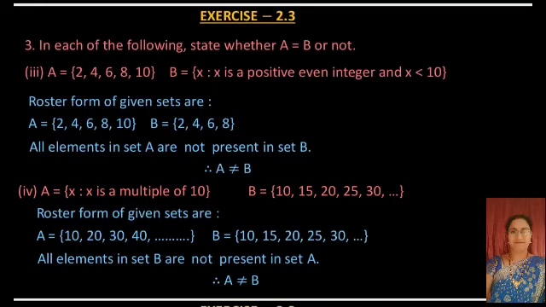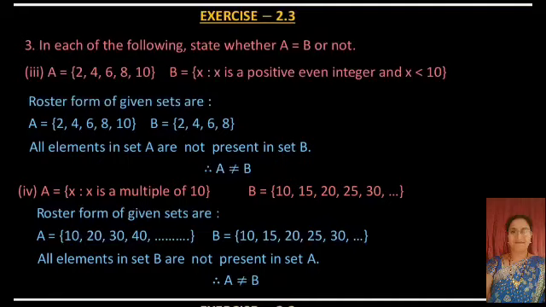Next question, A is equal to set of x such that x is a multiple of 10 and B is equal to set of 10, 15, 20, 25, 30, and so on. If you observe the roster forms of the two sets, A, multiples of 10, starts from 10. So A is equal to set of 10, 20, 30, 40, and so on, which are the multiples of 10. And set B is already given.